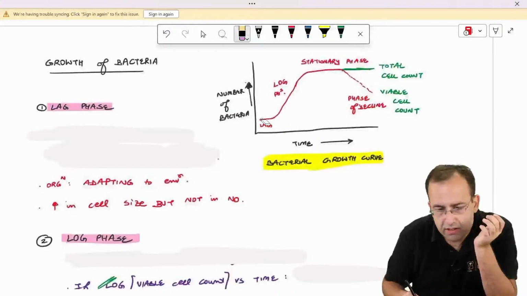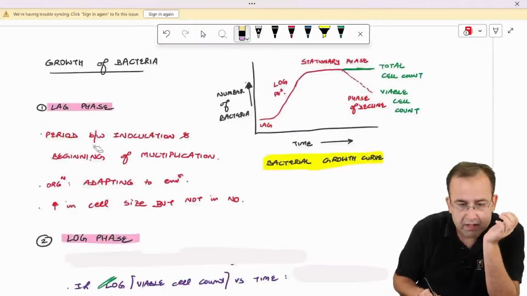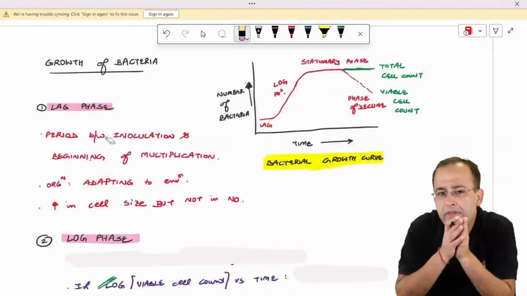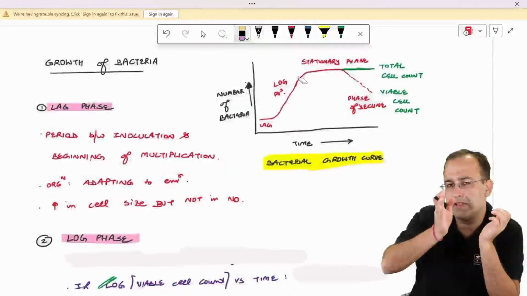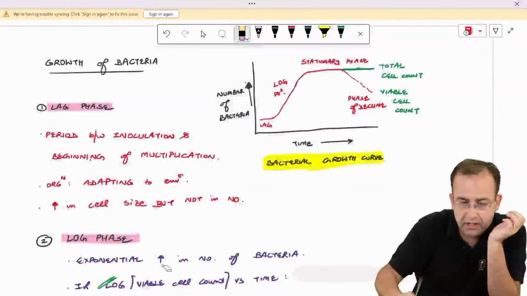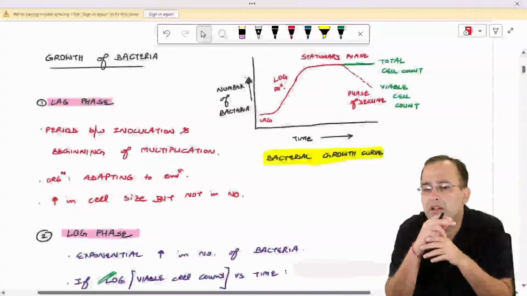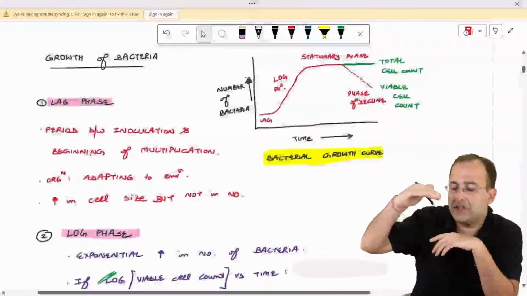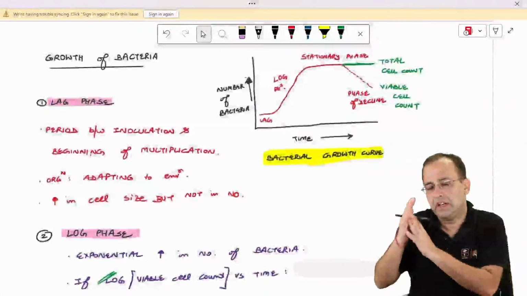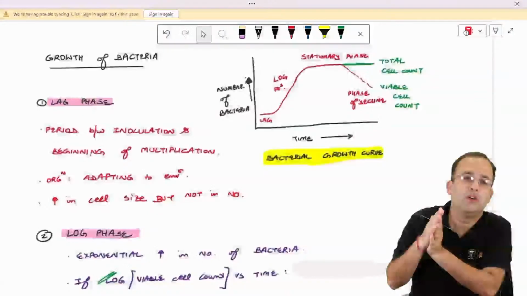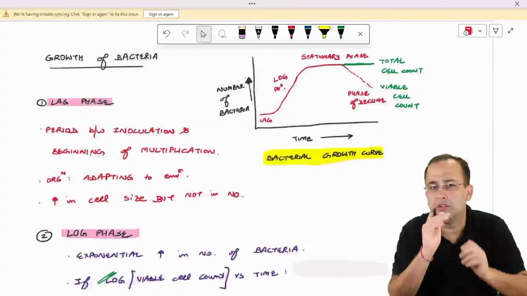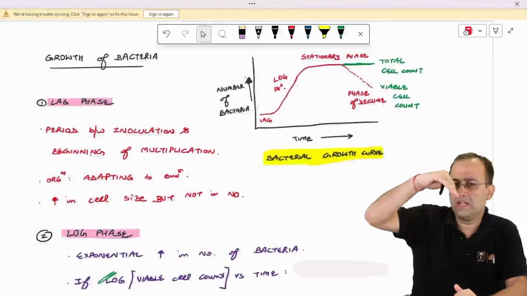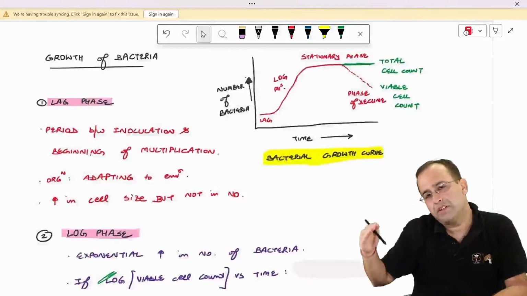You very well know it has a lag phase. Lag phase is the period between inoculation and beginning of multiplication. That is followed by the log phase, which is an exponential increase in the number of bacteria. Then the stationary phase, and then the phase of decline, in which the viable cell count reduces. So this is the bacterial growth curve: lag phase, log phase, stationary phase, and phase of decline.